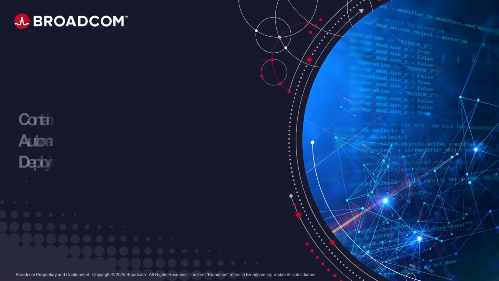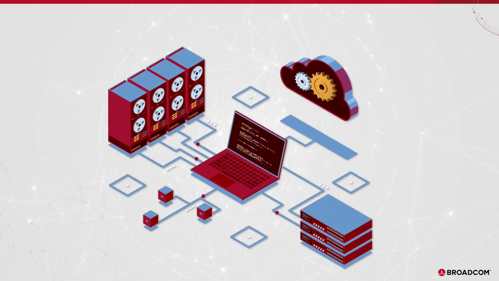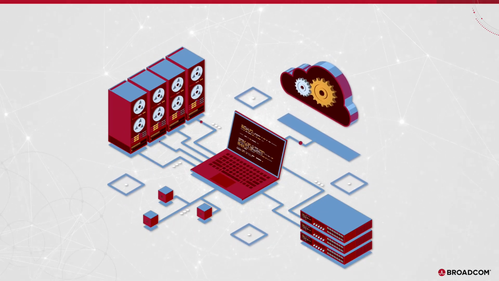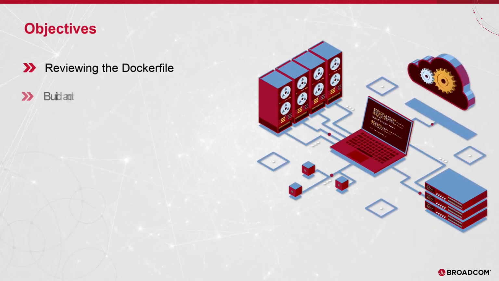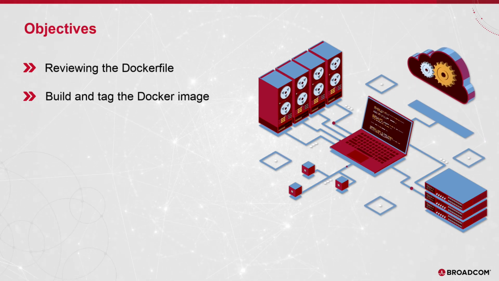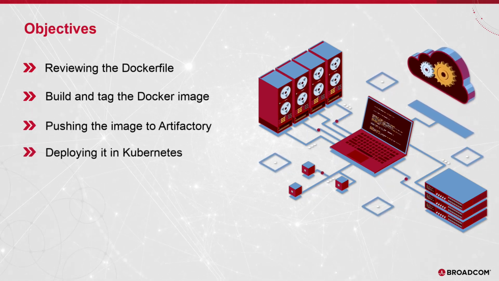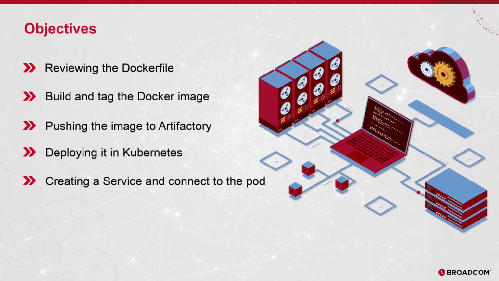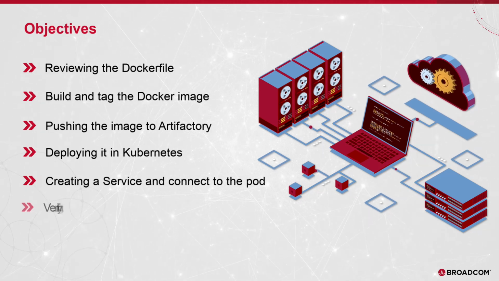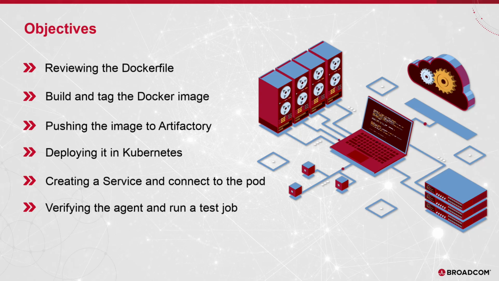Welcome to this demo on containerizing the Workload Automation Agent and deploying it into a Kubernetes cluster. In this video, we'll walk through the end-to-end workflow, including reviewing the Docker file, building and tagging the Docker image, pushing that image to Artifactory, deploying it inside Kubernetes, creating a Kubernetes service and connecting to the running pod, verifying the agent and running a test job. Let's get started.